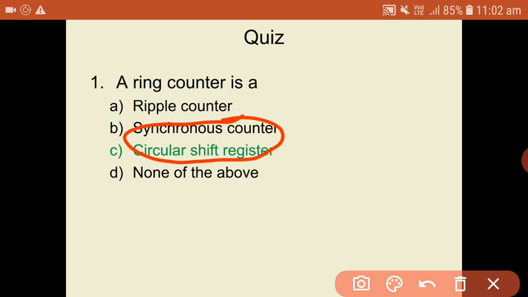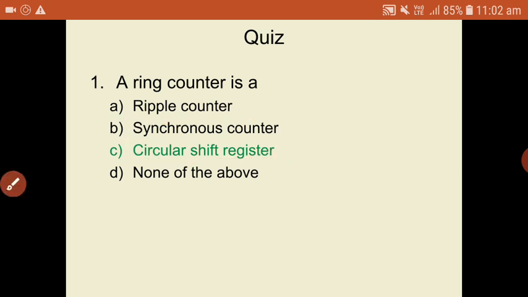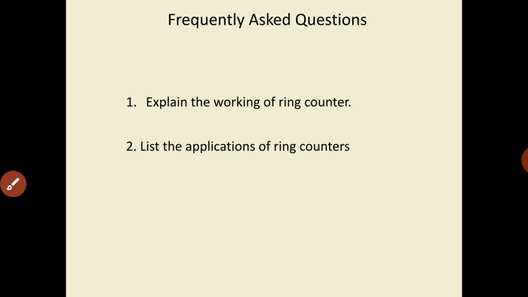Circular shift register is nothing but ring counter, and ring counter is also the best example for synchronous counter. So both options B and C are correct, even though only C is showing here. For example, if you want to make only answer C correct, then you need to write asynchronous counter here. Ring counter is not at all an asynchronous counter, so in that case option C, circular shift register, will be correct.